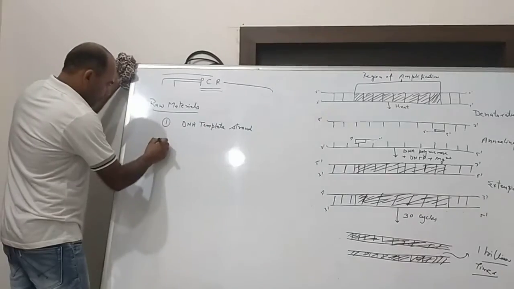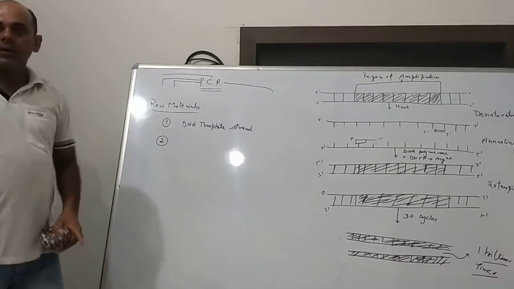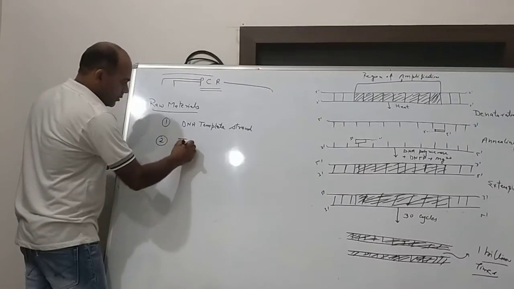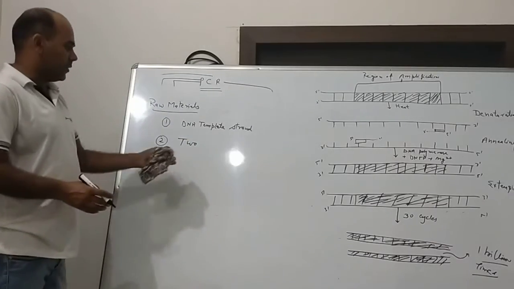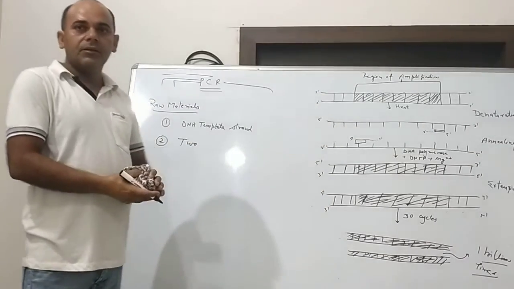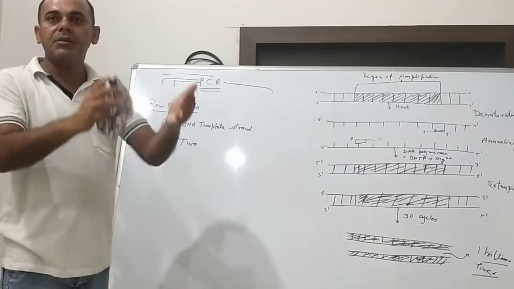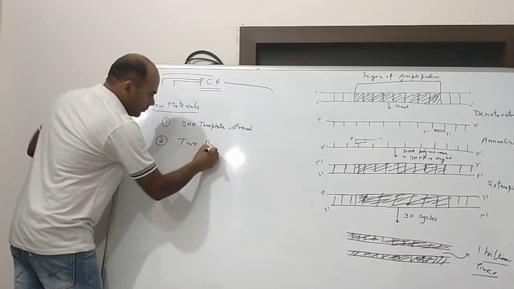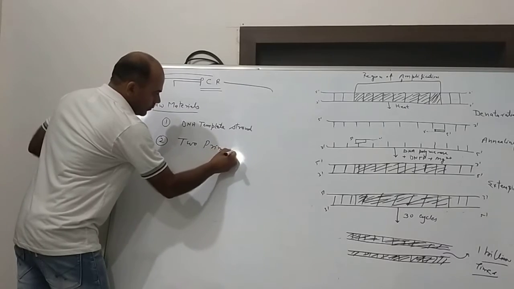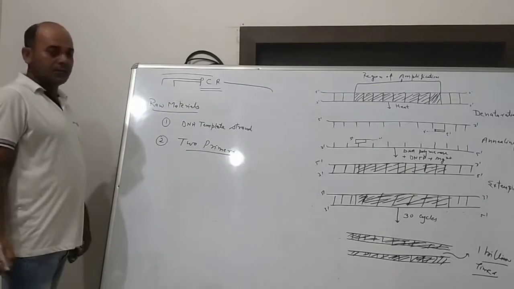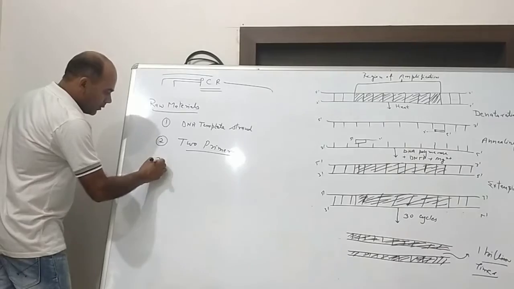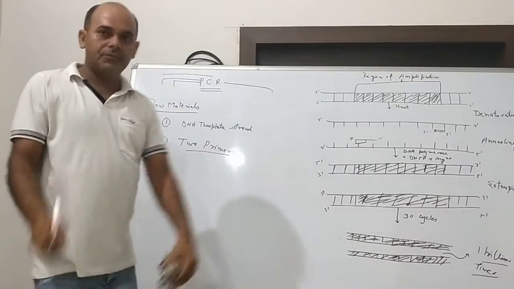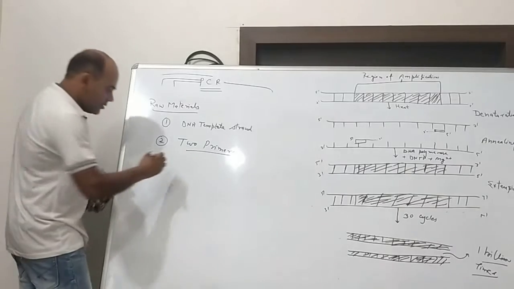Second, you require two primers. Very important question. A 1-mark question may be set from here. How many primers are used in PCR? Two primers are used. Two primers. The third requirement, very important, is the use of an enzyme.